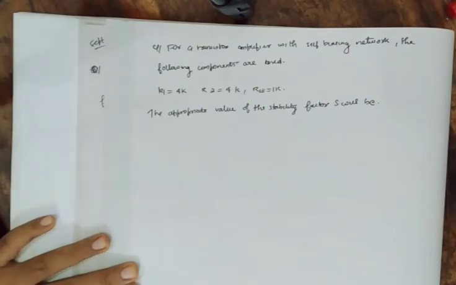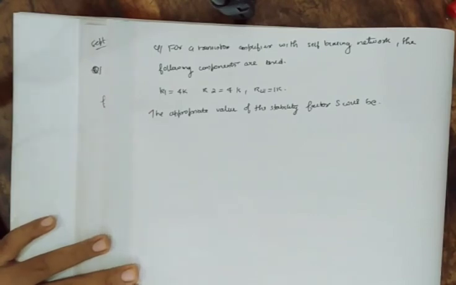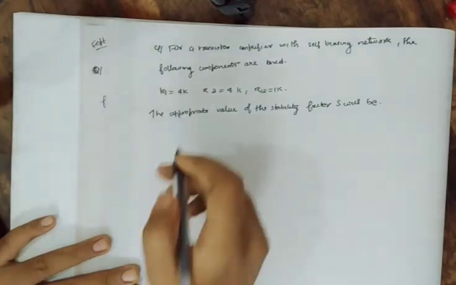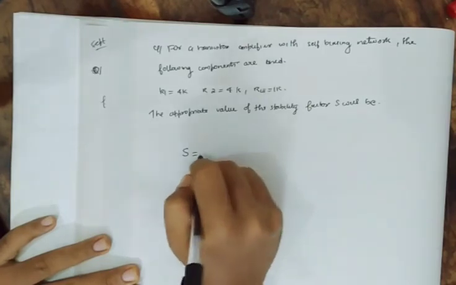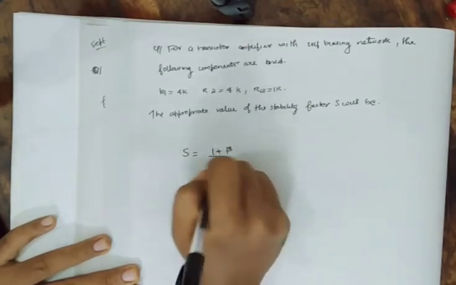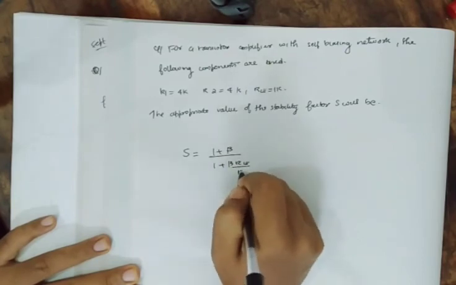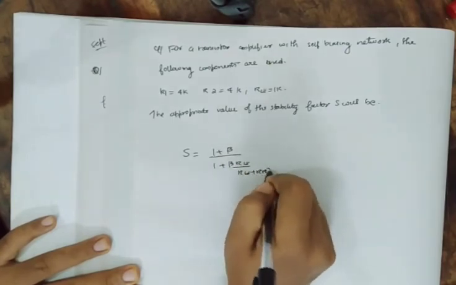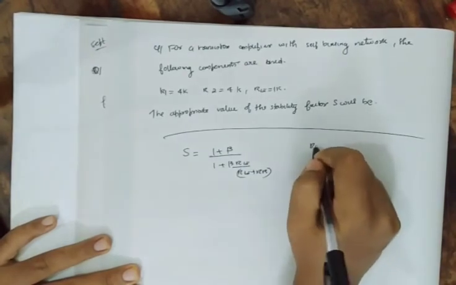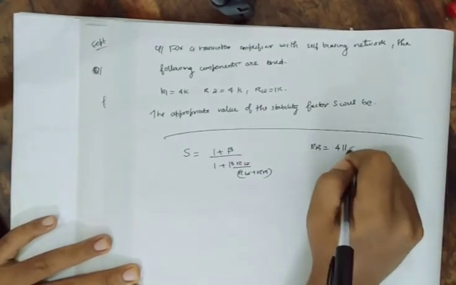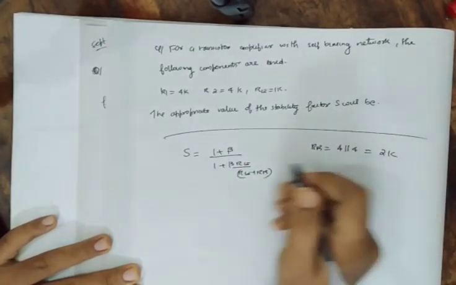Okay, for a transistor amplifier with a stability with a self biasing, that is voltage divider biasing, the following components are used: R1, R2 and RE is given. The appropriate value of the stability factor S will be. So the stability factor for voltage divider bias is 1 plus beta divided by 1 plus beta into RE divided by RE plus RB. Okay, so RB equal to 4 parallel 4, which is 2K.